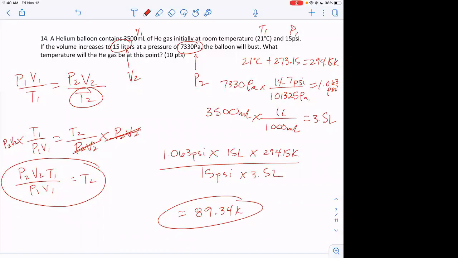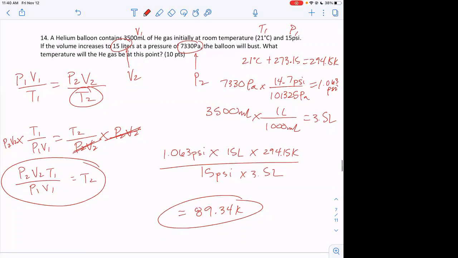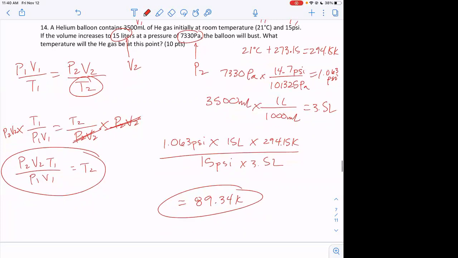Any questions? A lot of conversions. A lot of conversions. But that's why we did the review, to practice all these things in lab last week.